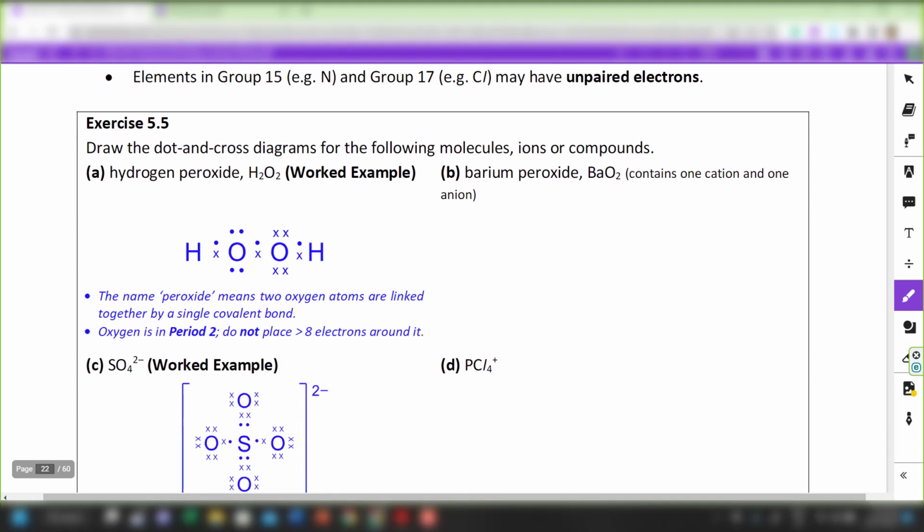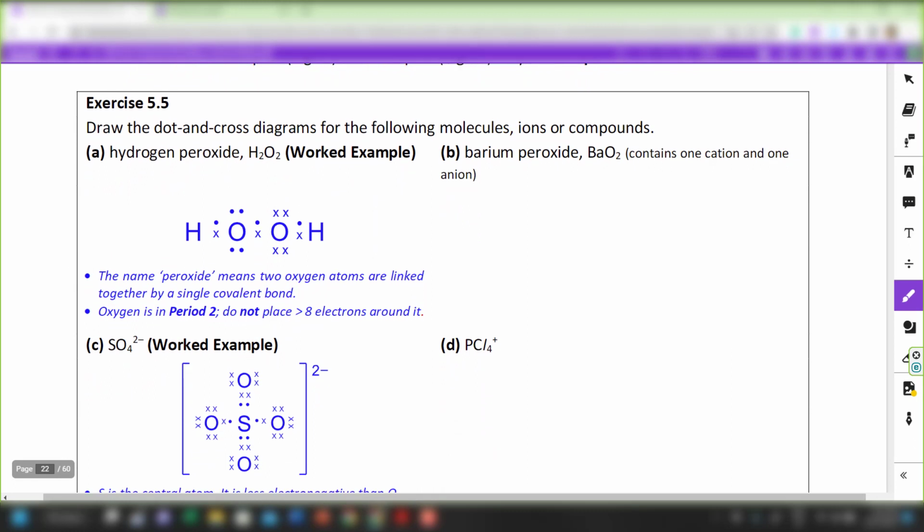For exercise 5.5, you're supposed to draw the dot and cross diagram for the following molecules. For H2O2, that will be quite straightforward. Remember that there's a unique name here, called peroxide. Peroxide is a term that is worth remembering. Usually anything with a peroxide means that it has an O-O single bond. So just take note of this. That would be easier for you if you want to try to draw something out from there.